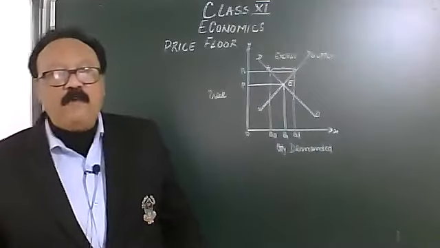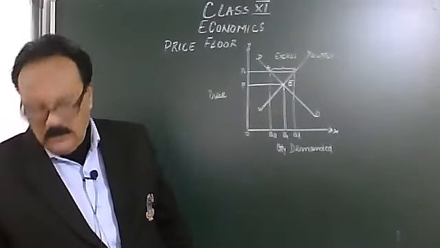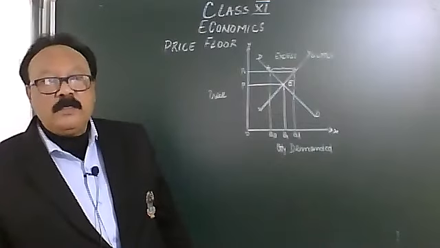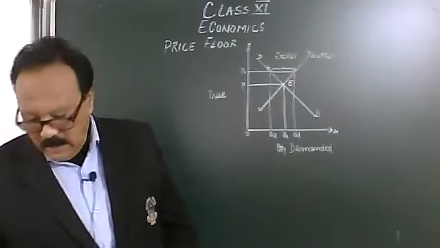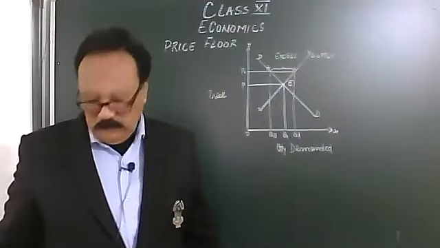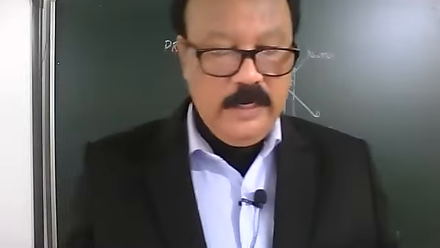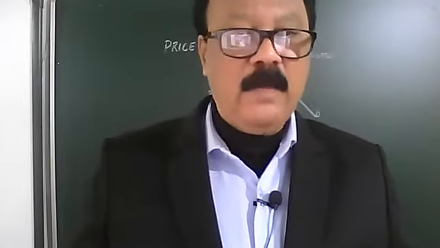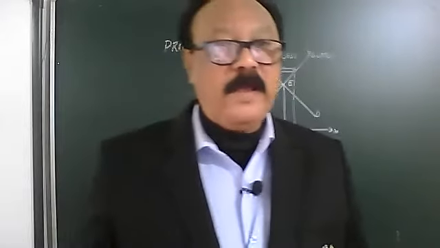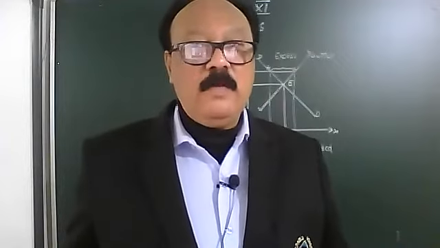So to help the farmers, the government intervenes and imposes a price floor which is higher than the equilibrium price or the market price, which is fixed by the market equilibrium.